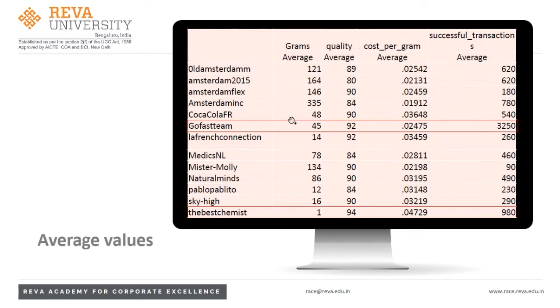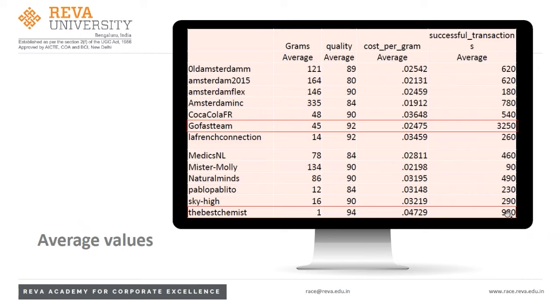Further, this is a simple summary chart. You can compare the numbers between Go Fast team and best chemist. The highest number of transactions corresponds to Go Fast team. The numbers are not as high in the case of best chemist. So we are looking at different parameters like the grams, quality, cost per gram, and successful transactions.